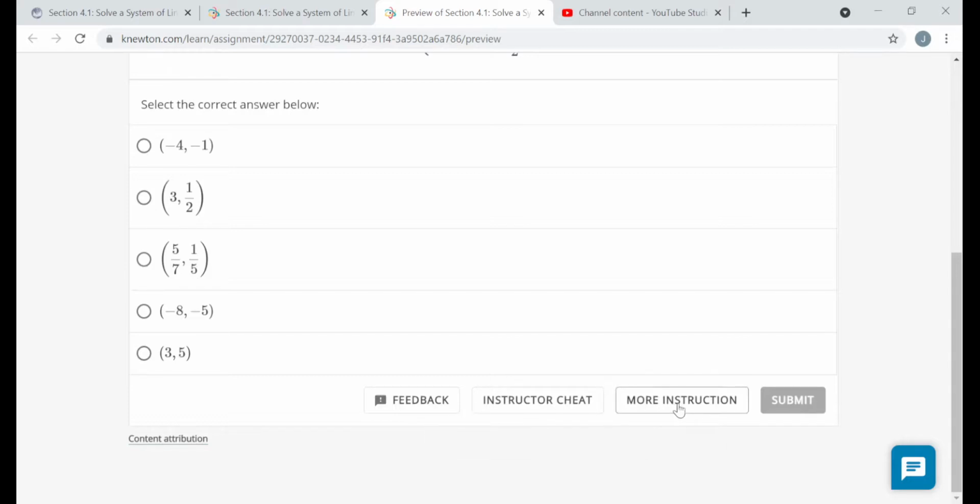And then you've got the more instruction button, which I would recommend using if you're ever struggling with problems or objectives. Click on this and some reading material or videos will pop up, and hopefully those things help you out when working on that particular problem.